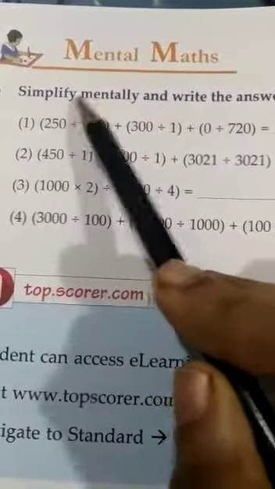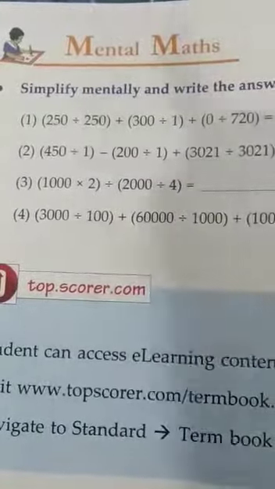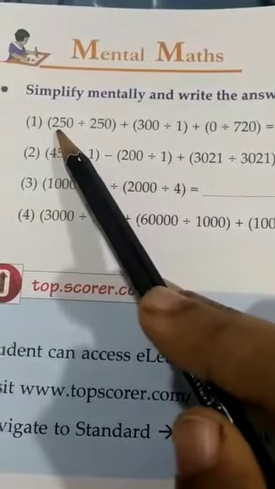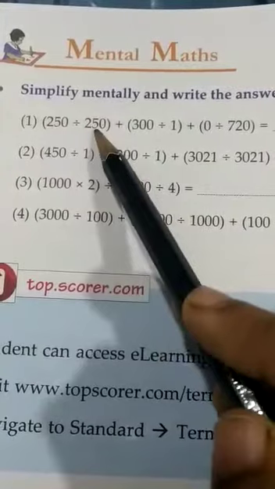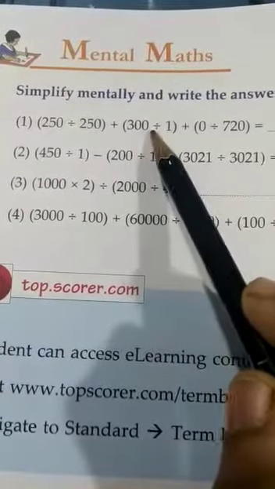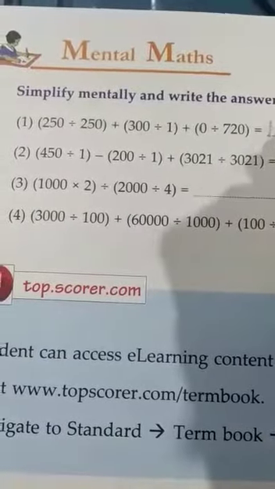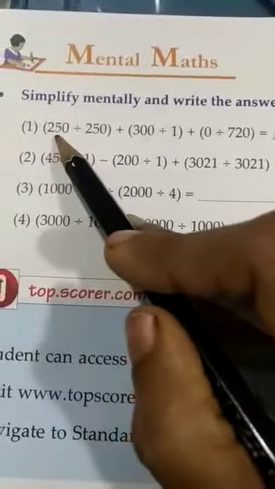So last we have some mental maths here. So let us do it. Simplify mentally and write the answer. So you have to do it mentally, they are saying. What is this? 250 divided by 250. What is it? 1. 300 divided by 1. So you don't have to do the division here, right?